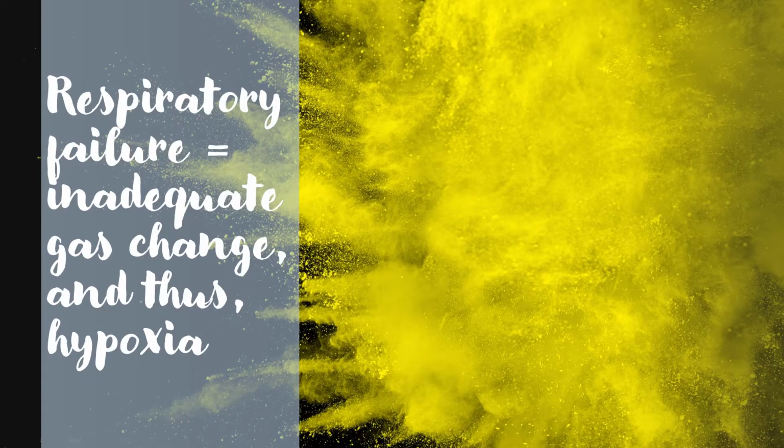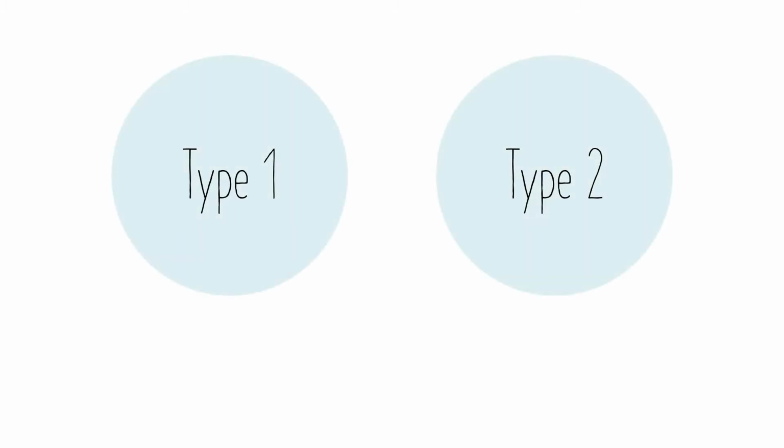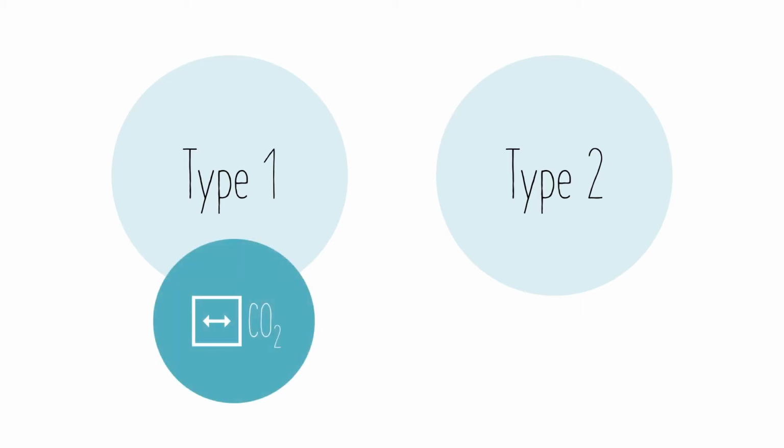Respiratory failure occurs when gas exchange is inadequate, resulting in hypoxia. That's a PaO2 of 8 kilopascals or less. There are two types of respiratory failure. As we've said, they both are hypoxic at less than 8 kilopascals, but vary on their carbon dioxide levels. So type 1 has normal or even low carbon dioxide, whereas type 2 has raised carbon dioxide of greater than 6 kilopascals.